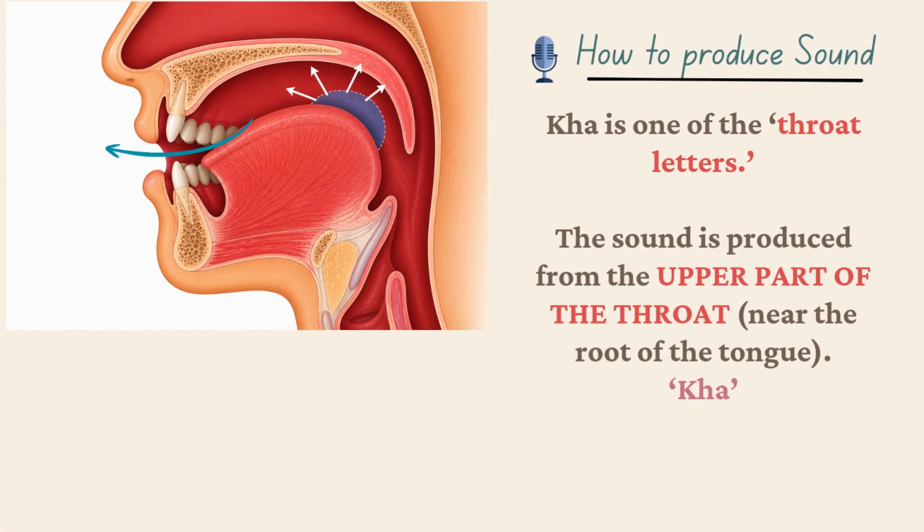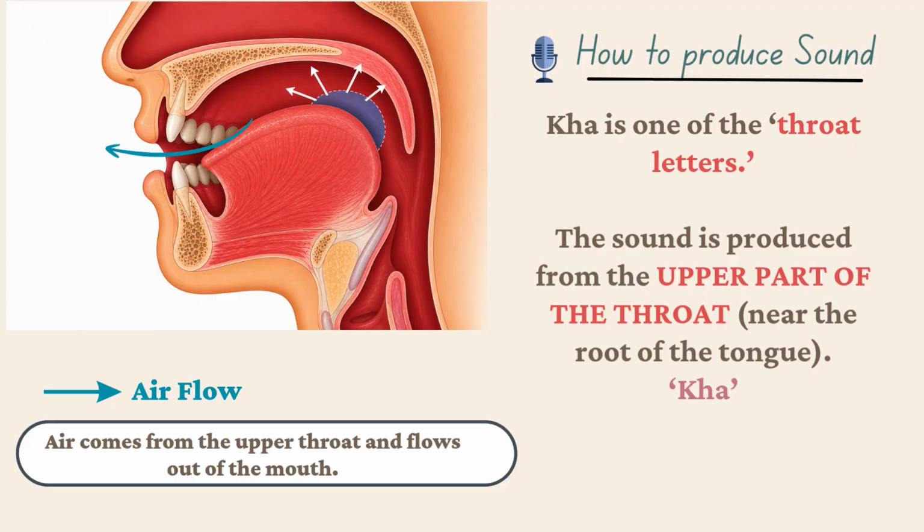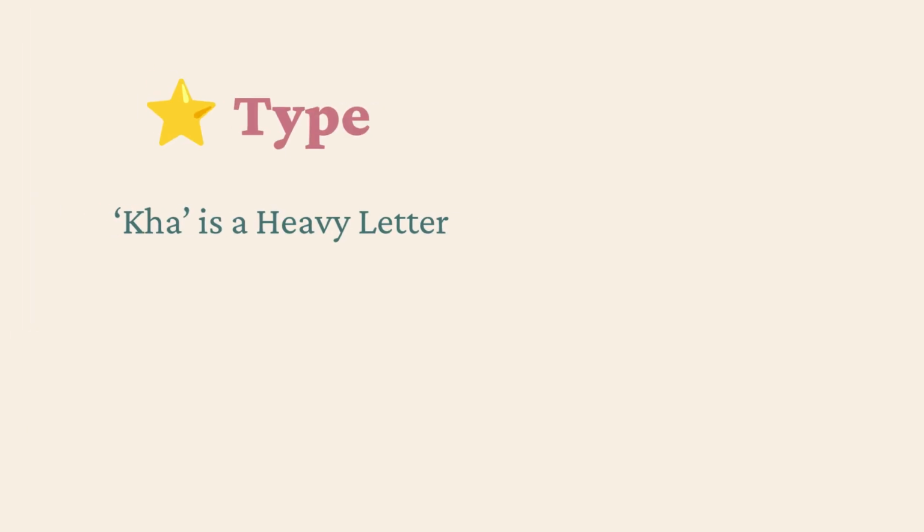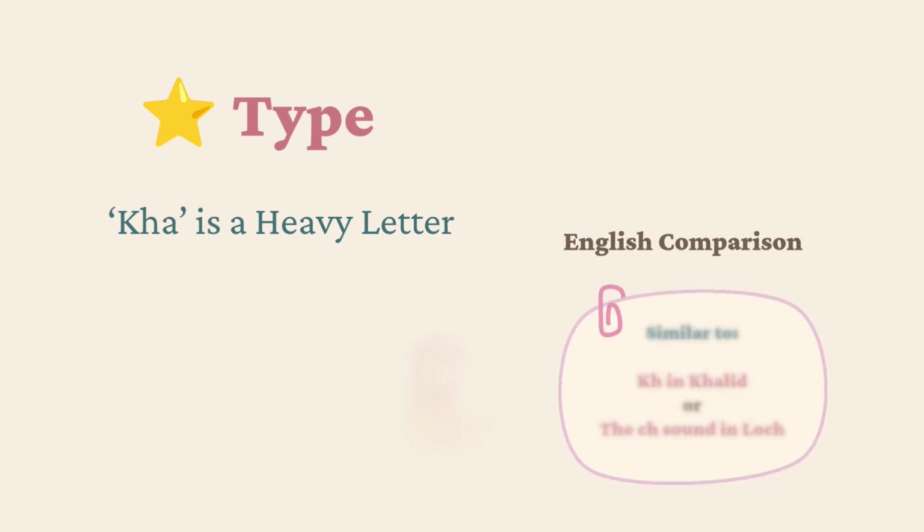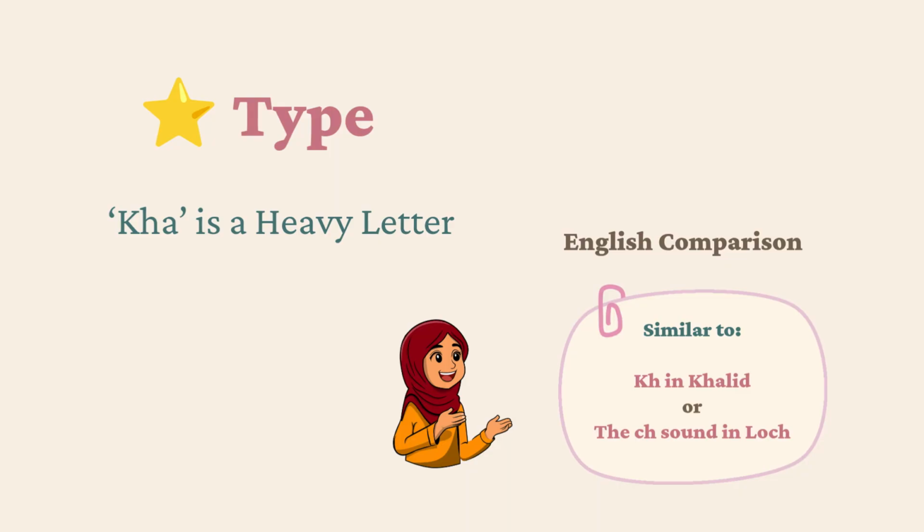This is Kha. Kha is also one of the throat letters. The sound is produced from the upper part of the throat, near the root of the tongue. Kha. Air comes from the upper throat and flows out of the mouth, as shown in the above image. Kha is a heavy letter because it creates a deep, full sound. In English comparison, it is similar to kh in Khalid or the ch sound in Loch.